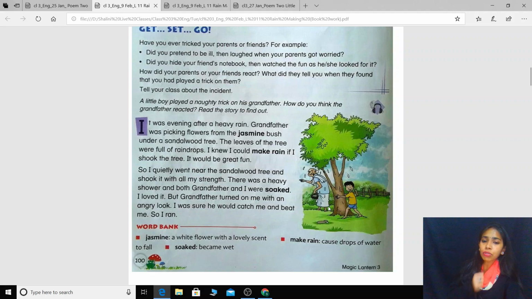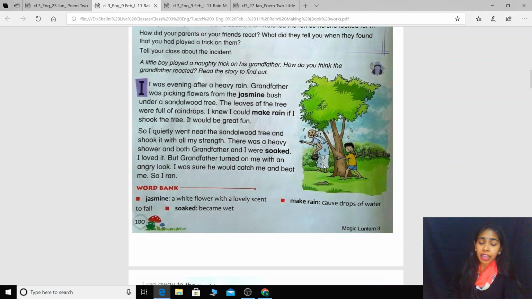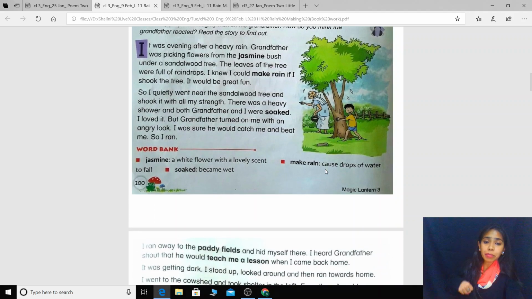and he shook the jasmine bush very hard, and what happened? The result was that all the raindrops on the leaves came down like a shower, and it felt like it rained, and they got almost completely wet. So grandfather got really very angry, and he said, come here Raja, I'm going to beat you, once if I catch you.